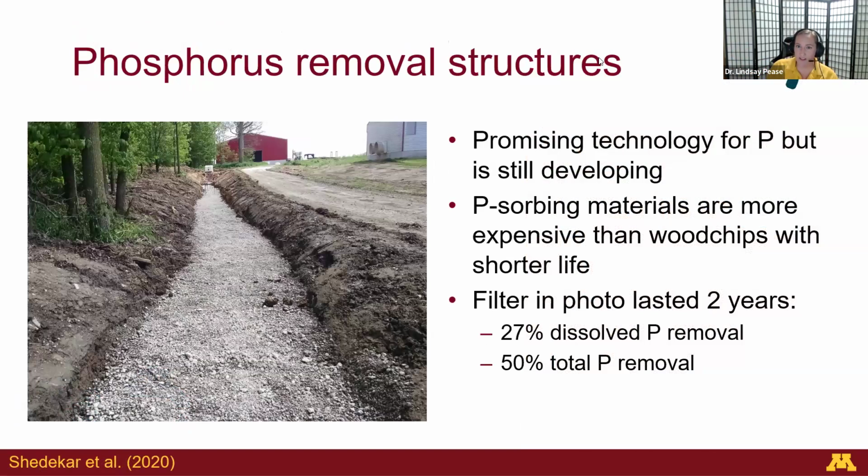Phosphorus removal structures are basically designed to be the phosphorus equivalent of that, because the wood chips aren't going to do much for phosphorus. So this uses a phosphorus sorbing material to help bind that phosphorus and remove it from water. And again, I will say this one is still a developing technology and still has a lot of bugs to work out with respect to optimizing it for on-farm use.